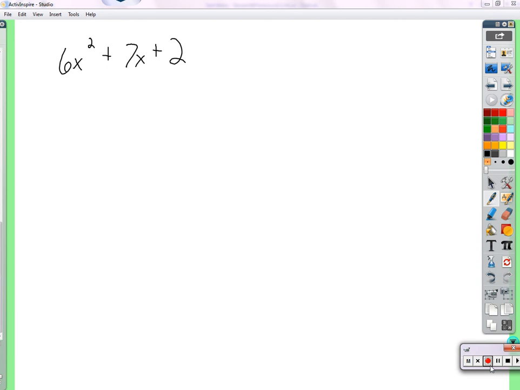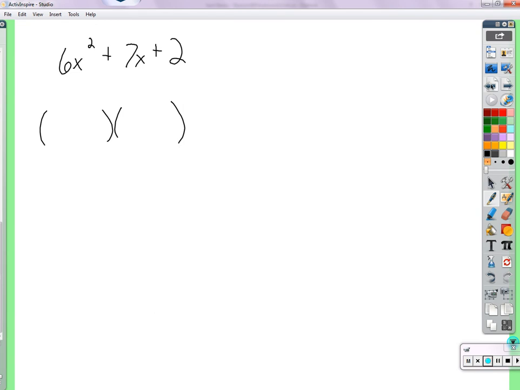So, I said this would have an added challenge. What's the added challenge here? The 7x. You think the 7x is the challenging part? Well, I think the 2 is the challenging part. What do you think is the challenging part? There's more than one way.